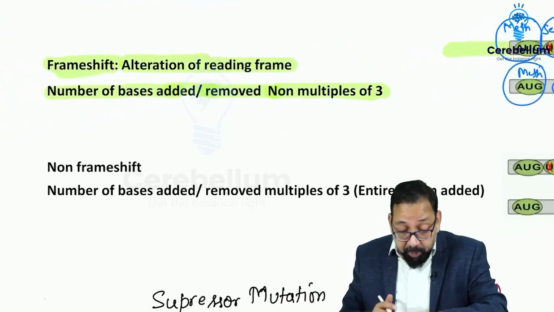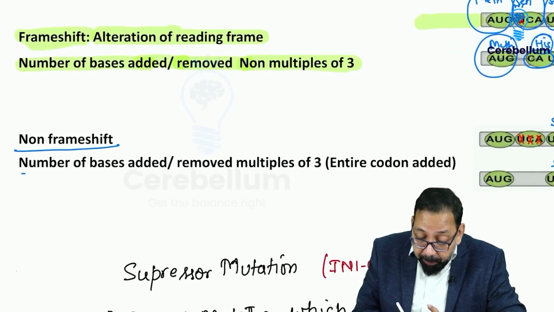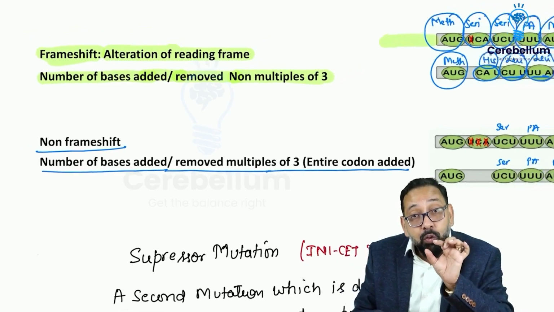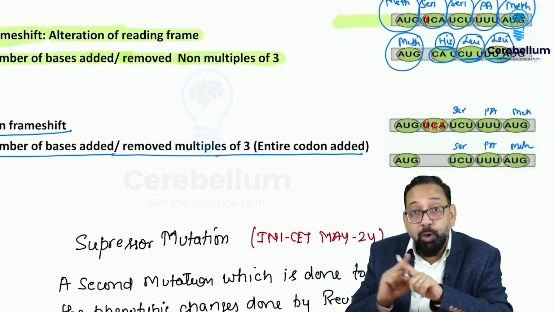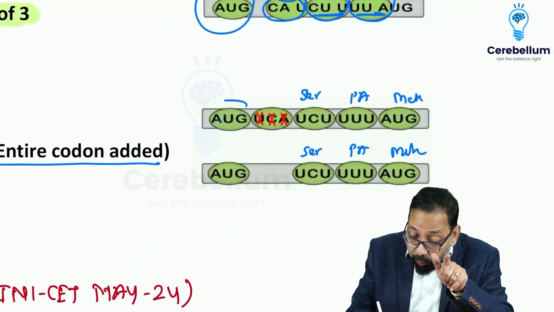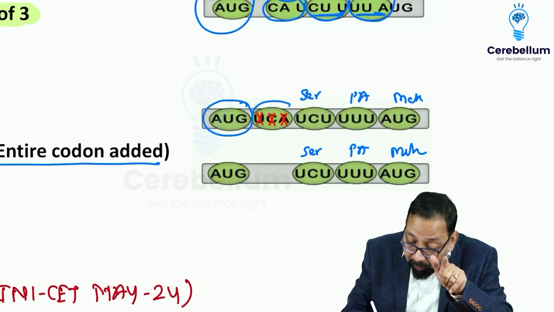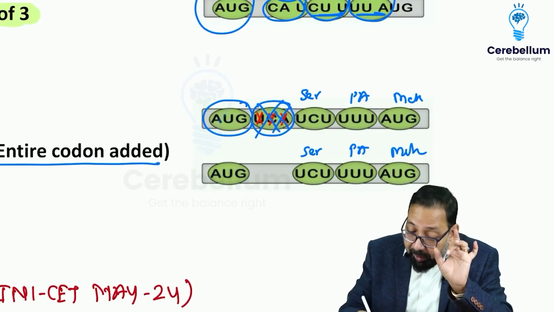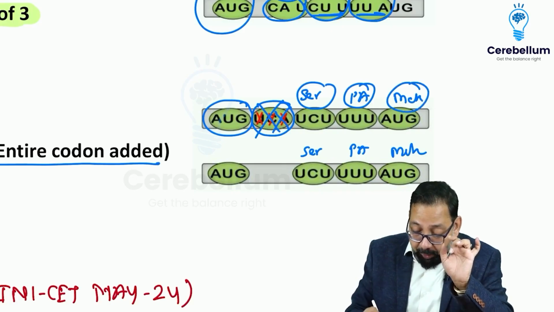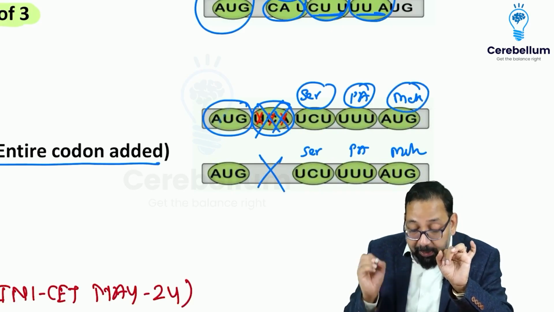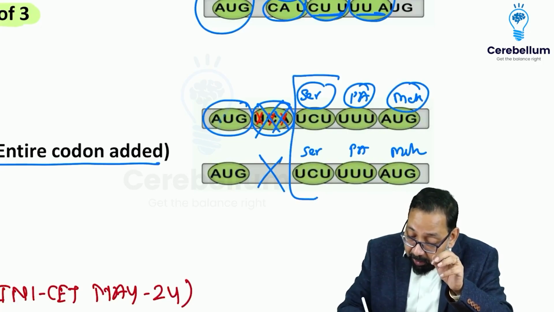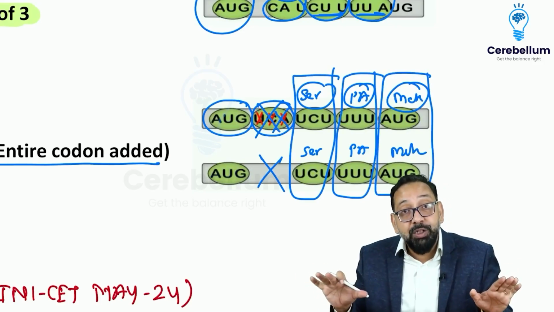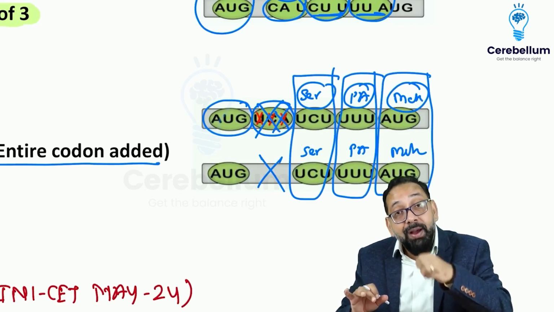Now I take non-frame shift mutation. If the number of bases added or removed is a multiple of 3, meaning an entire codon is added or removed, then it would not be a frame shift mutation. Suppose this is AUG and all these 3 nucleotides are removed, the codon is removed. Previously, this was serine, phenylalanine, methionine. Now, what would be the change? Only one amino acid will be missing. Otherwise, serine will remain serine, phenylalanine will remain phenylalanine, methionine will remain methionine. No frame shift mutation if 3 nucleotides are cut or added.